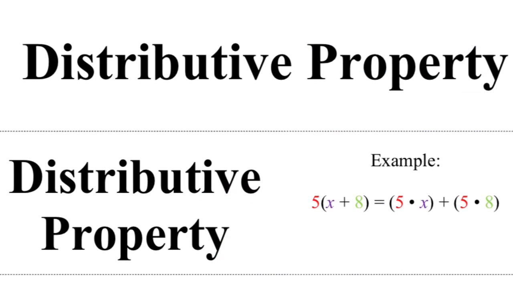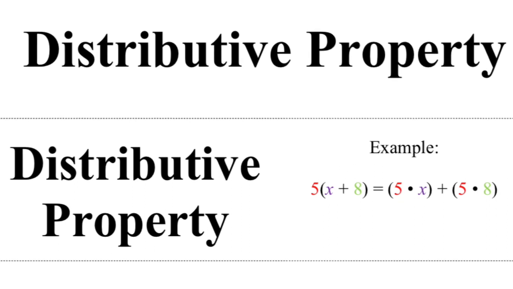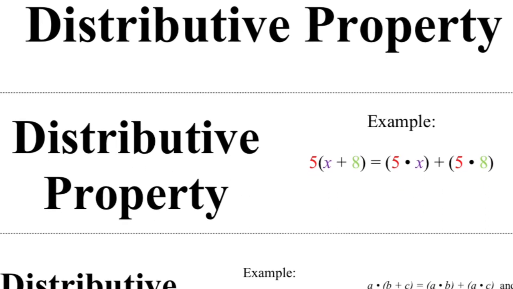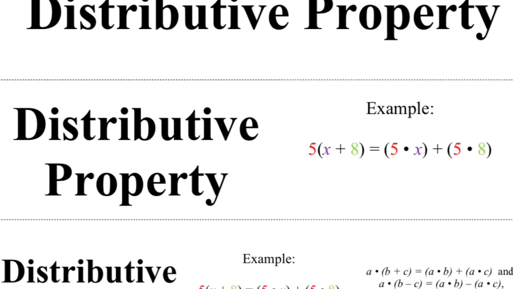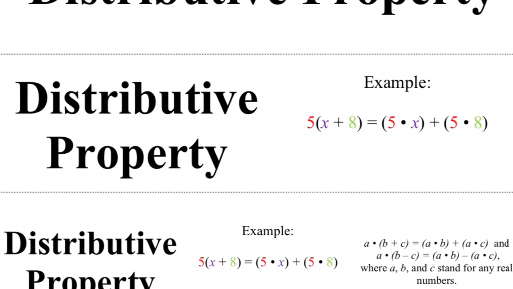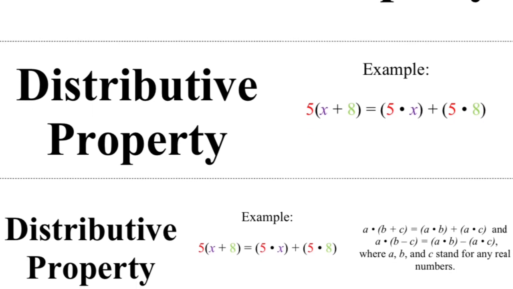Distributive property is when you have a number multiplied to a parentheses, and inside the parentheses you're adding or subtracting or both. You take the number on the outside of the parentheses and multiply it to every single term inside the parentheses.